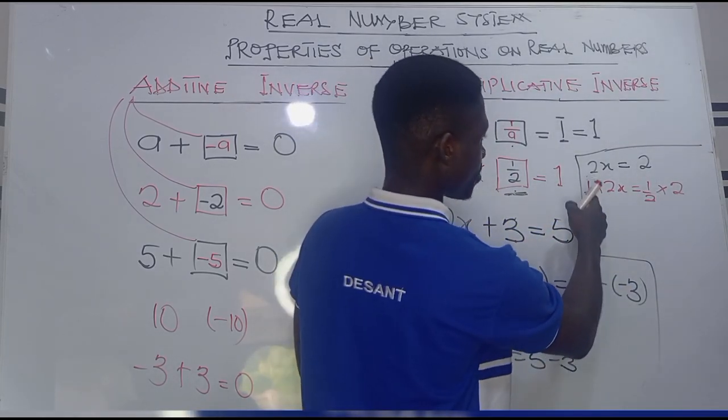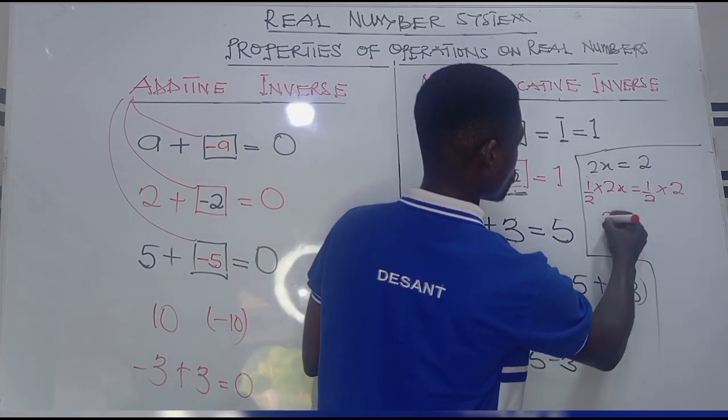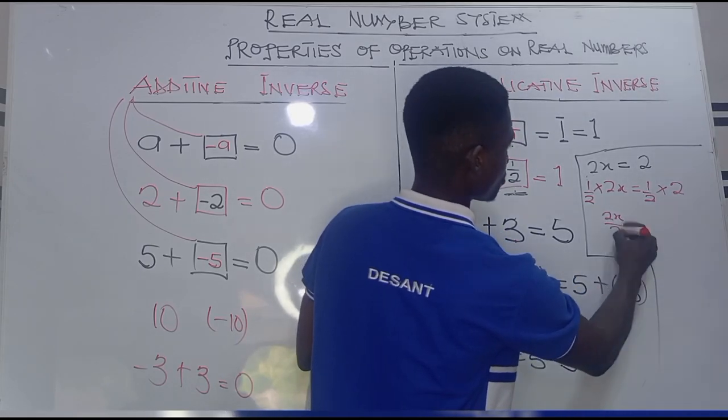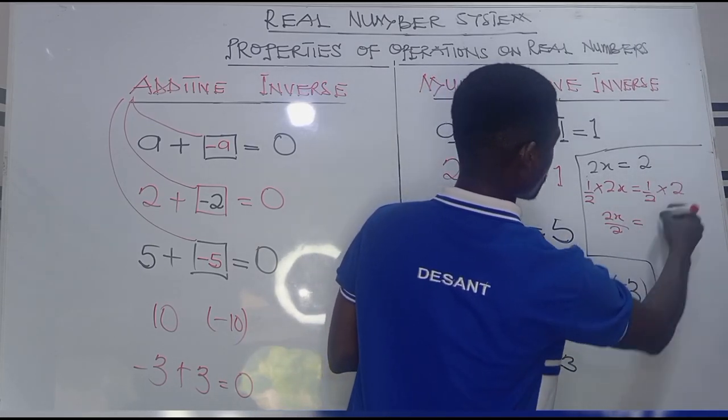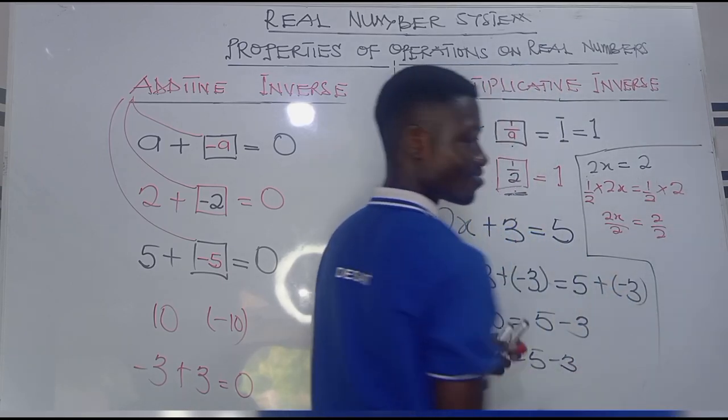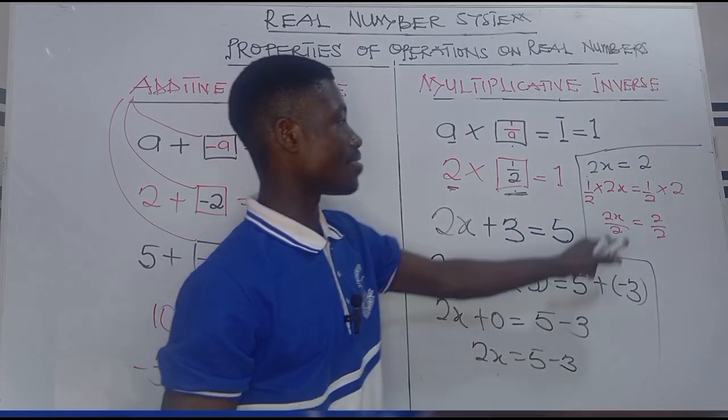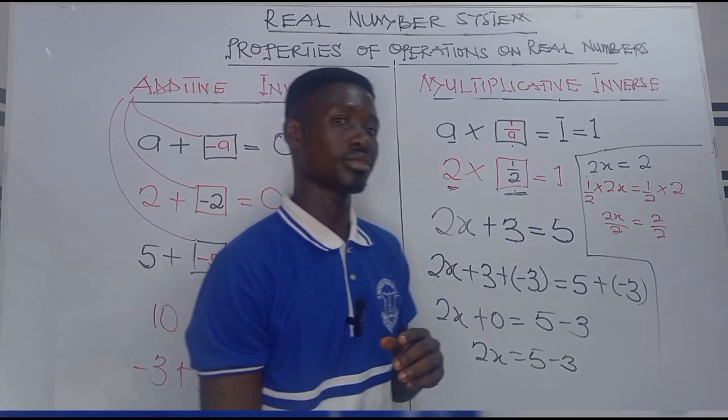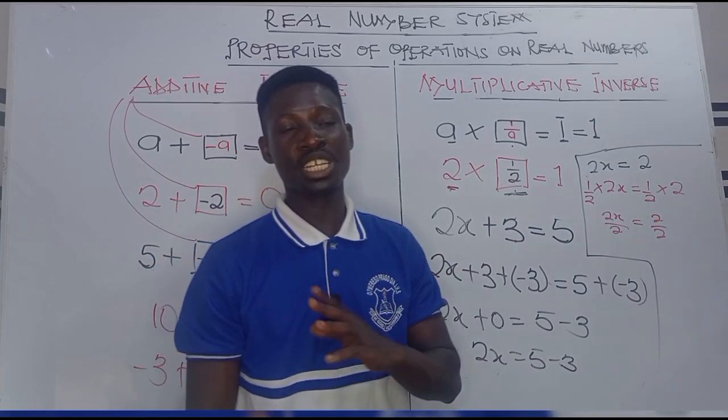So that when you simplify, we have 1 times 2x, which gives you 2x all over 2. 1 times 2 gives us 2 all over 2. Then you can find the value of x. That is that for the inverse property.